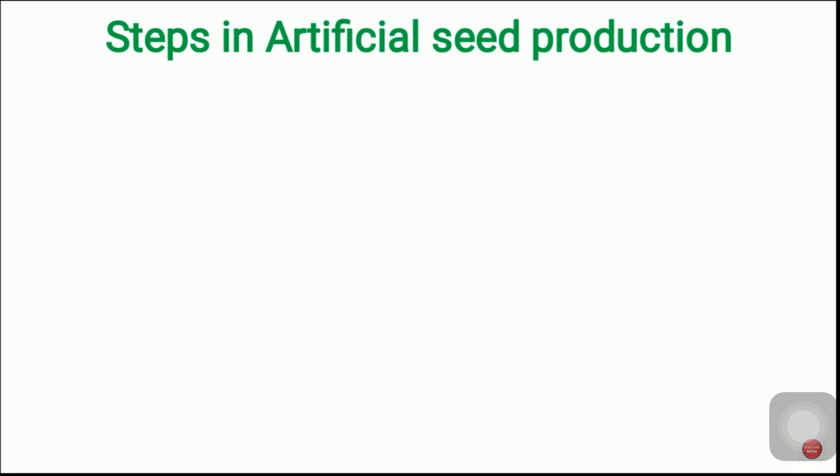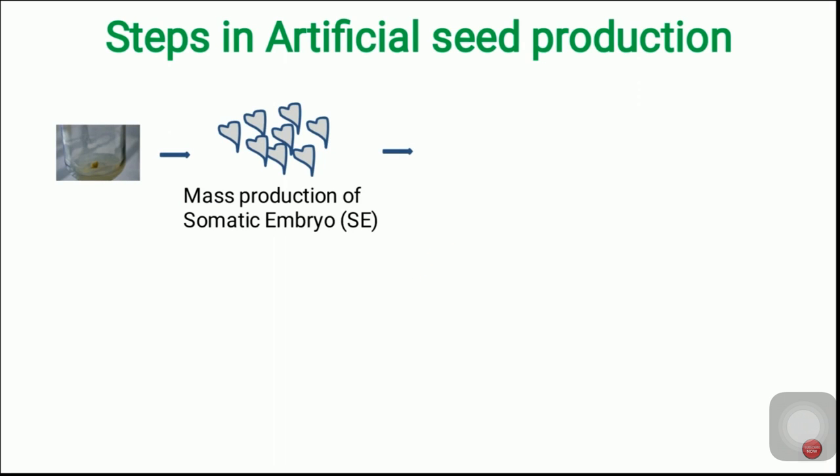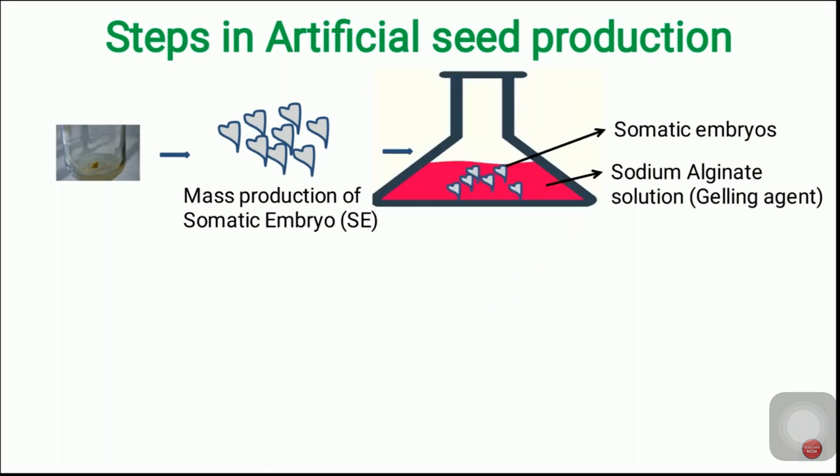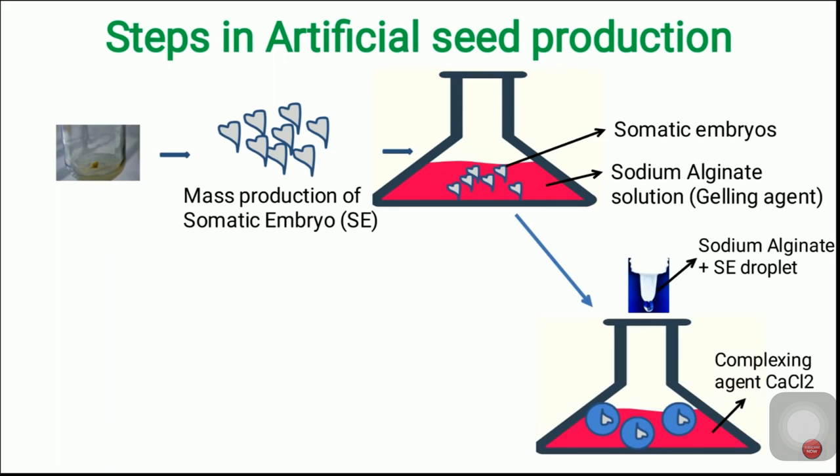The steps in artificial seed production. Initially we collect the explant and produce the somatic embryo in sufficient numbers. We can mix this in a solution containing a gelling agent. Most commonly sodium alginate is used.